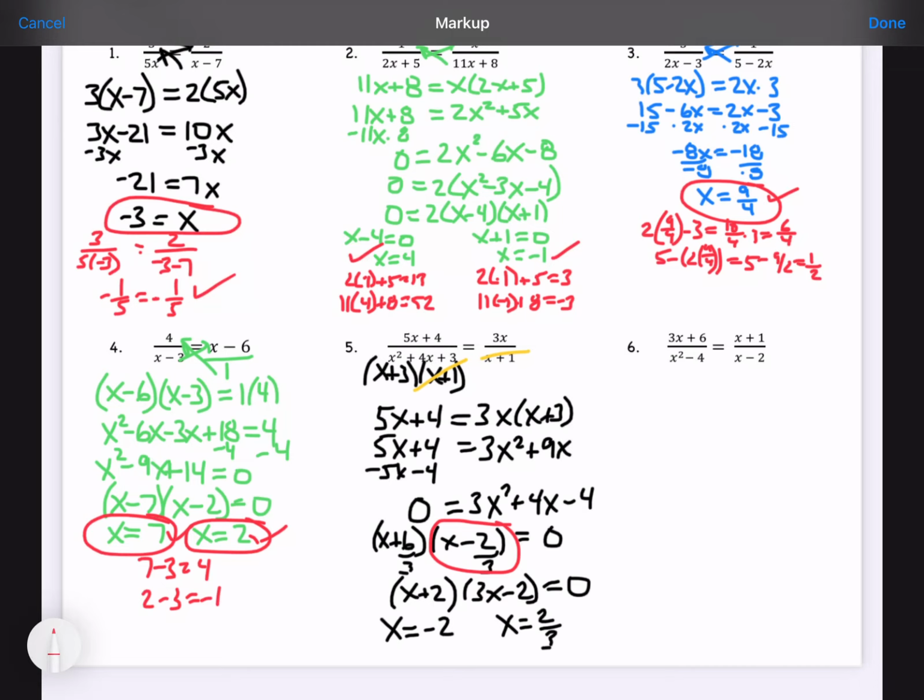And then we already know they both check out, because when we plug it in, these were our factors. When we plug in 2/3, neither one of them is going to have a 0. Questions on that one? So remember, if you have a trinomial or something else, factor it out first, because we can cancel out common denominator parts.